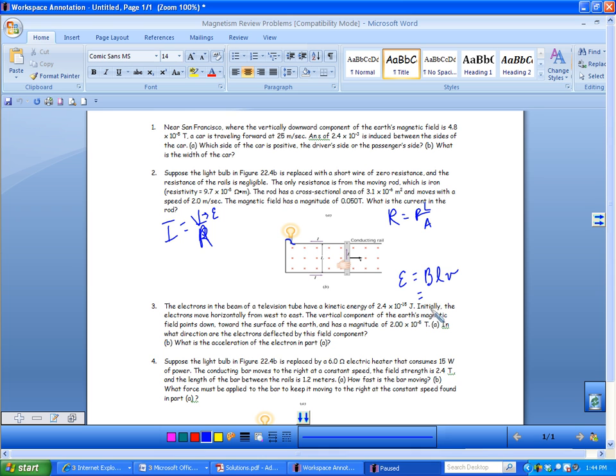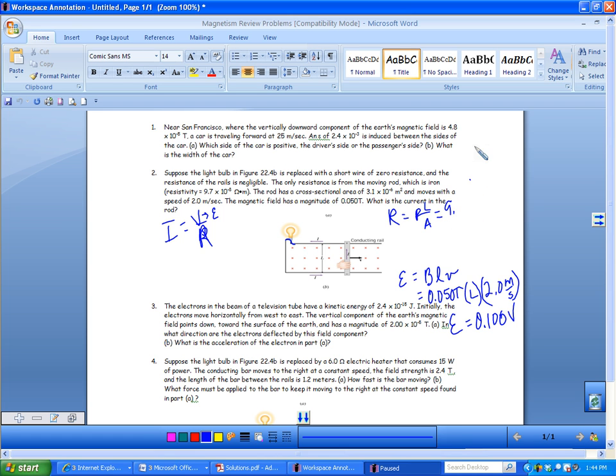So B is going to be 0.050 Tesla. I have no idea what L is, so I'm just going to put a variable there. And it's moving at a speed of 2 meters per second. So if I did that math correctly, my EMF is going to be 2 times 0.05 or 0.10 volts. So there's my EMF. Now I got to get my resistance. Well, my resistance is rho, and rho is 9.7 times 10 to the minus 8.